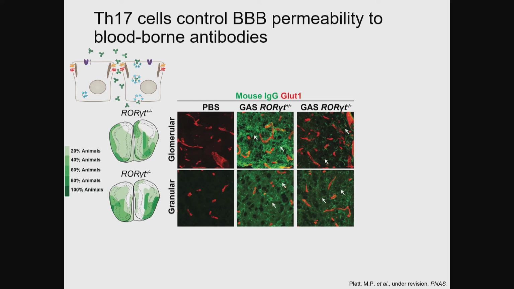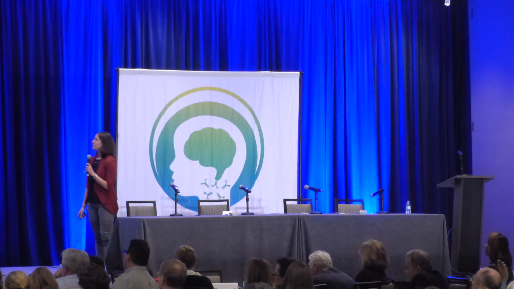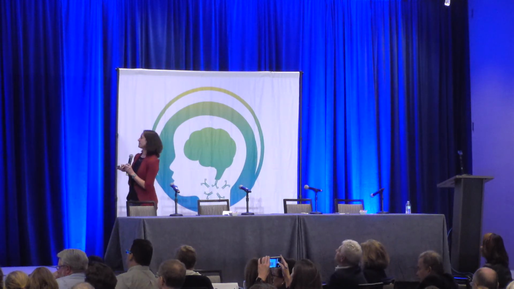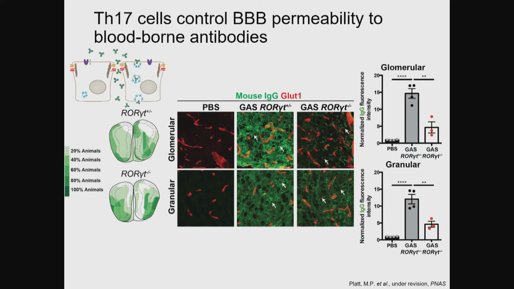So either the IgG that's being trafficked in is being pumped right back out again, or there's a much smaller leak in the blood-brain barrier here to allow fewer IgG molecules into the brain. And when we quantify that, we see that it's very significant. We have this increase in intensity of IgG deposition, and then almost a rescue of IgG intensity in the ROR knockouts without Th17 cells. So it seems that the Th17 cells are almost controlling how much antibody is allowed into the brain.